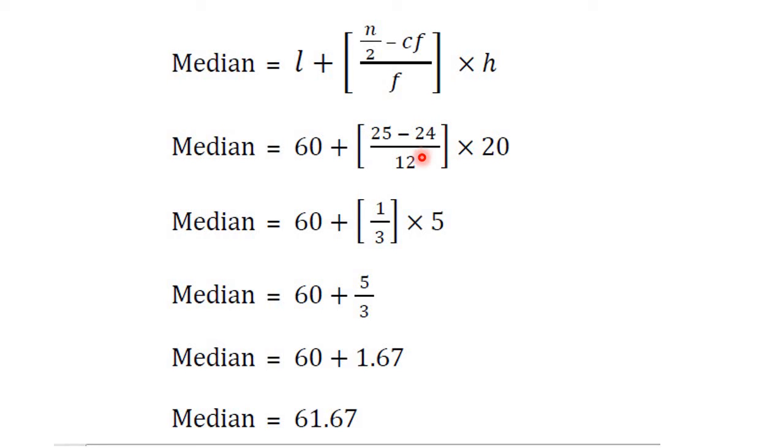Here we can cancel. 25 minus 24 is 1. Then 4 3s are 12. 4 5s are 20. So 1 by 3 into 5. It becomes 1 into 5 is 5 by 3. So divide 5 by 3, you will get 1.67. Then you add, you will get 61.67. So this is the median of the given class interval.